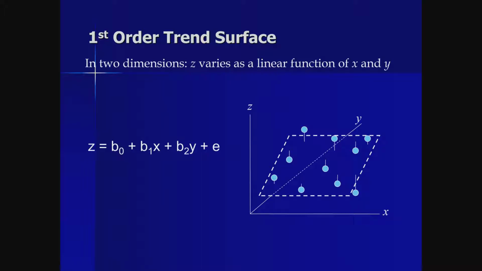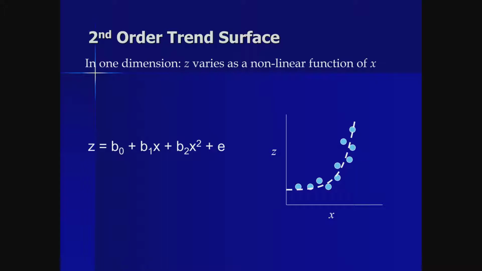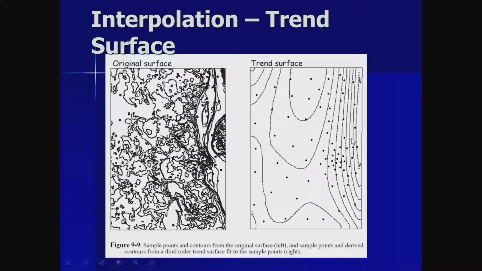It creates a trend surface, a linear trend surface. If it was a second order polynomial, like I said, it would look like that. So this is the output of a trend surface. The reason why I'm using contours is it's a little bit easier to see. So this is a trend surface. This is the original surface.